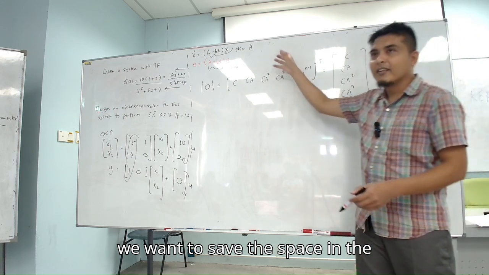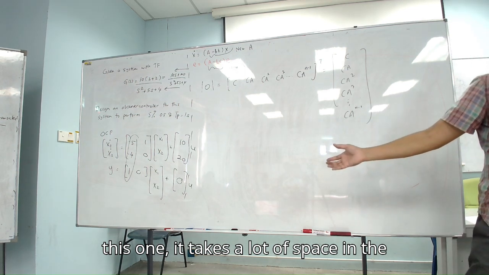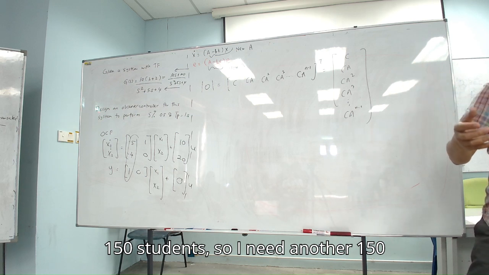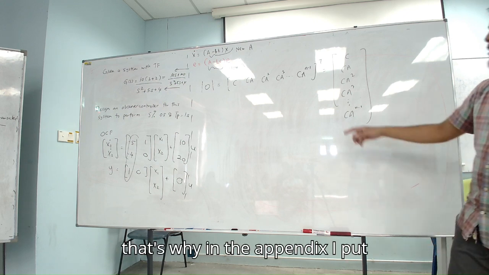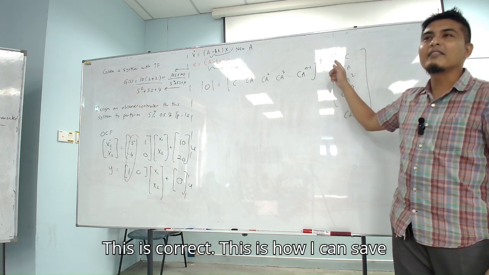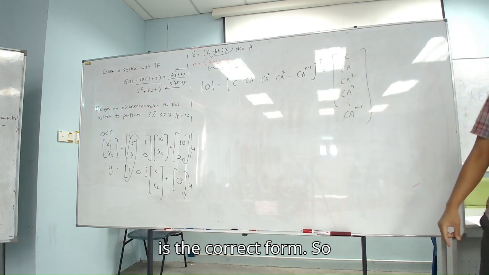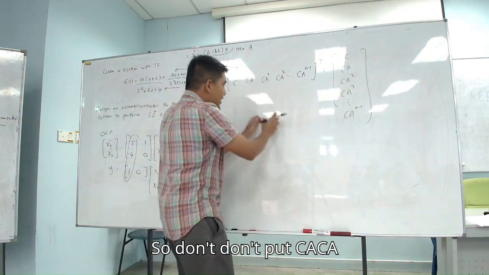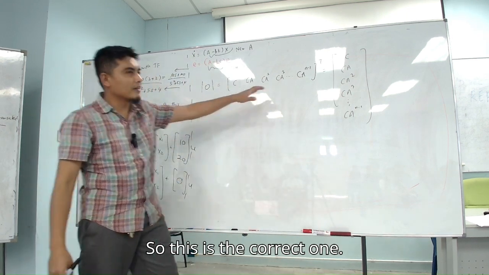Because I want to save the space in the appendix. If I put it this way, it takes a lot of space in the appendix. So if you have 150 students, I need another 150 pages. So that's why in the appendix I put transpose. I'm not wrong. This is correct. This is how I can save the space. So actually this is the correct form. Don't get confused with that. Don't put C, CA, CA square as a row, for sure your answer is wrong. So this is the correct one.